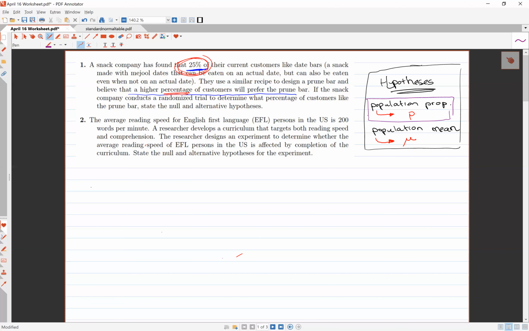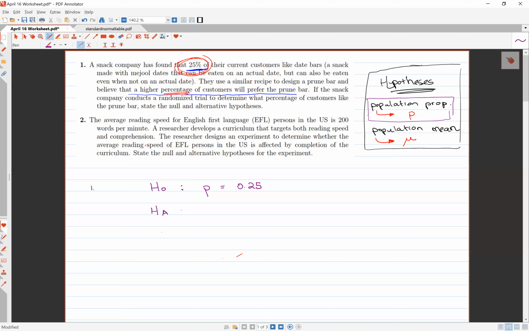So you're always going to write H subscript 0 for the null hypothesis, then a colon, and now you need to make a specific equality statement about the quantity you've identified. In this case, it's a proportion, right? So our proportion has to be equal to the status quo. So our null hypothesis says this population proportion or this population percentage maintains the status quo. It is still equal to 25%.